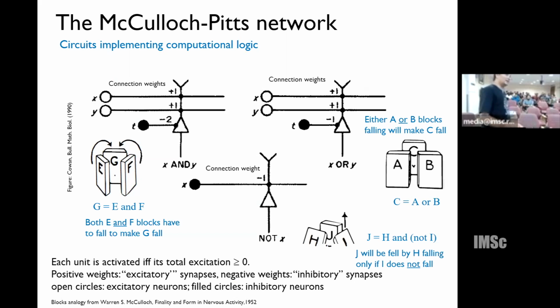McCulloch gave a very nice pictorial demonstration of this. He said, look, you can think of it like this: the output, that is the neuron that you're looking at, is like a block G, and the two inputs, X and Y, correspond to blocks E and F. If only E falls, G will not fall simply because it's blocked by F. If only F falls, G will not fall because it's blocked by E. But if both E and F fall, G will also fall. So both of these propositions need to be true for the output to be true. Similarly, he could make an OR gate, NOT gate, and so on.